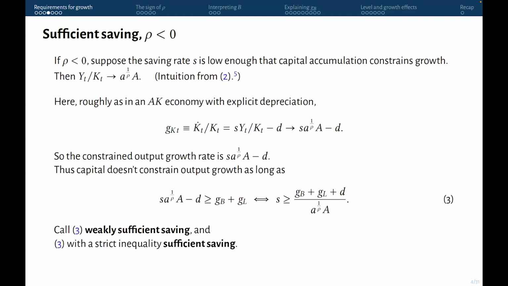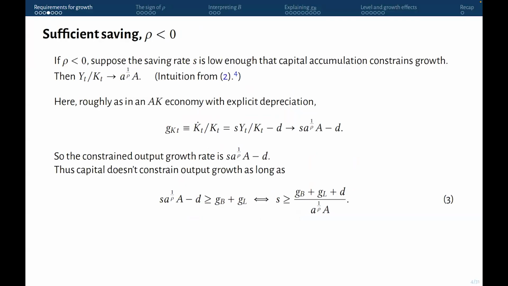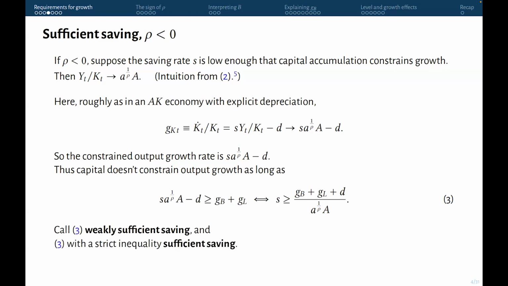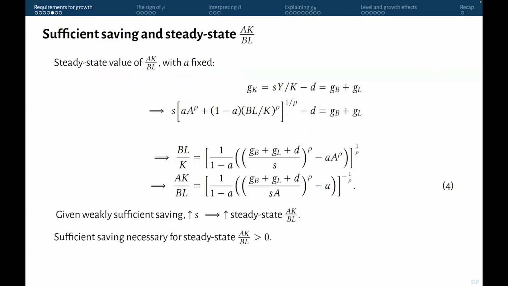The case where this equality is just met, where expression 3 just holds with equality, is a case where you're not constrained by a lack of capital accumulation, and the growth rate is still as high as it can be. It's still GD plus GL. But even so, the capital to effective labor ratio is gradually falling to 0. So that is a logical possibility.